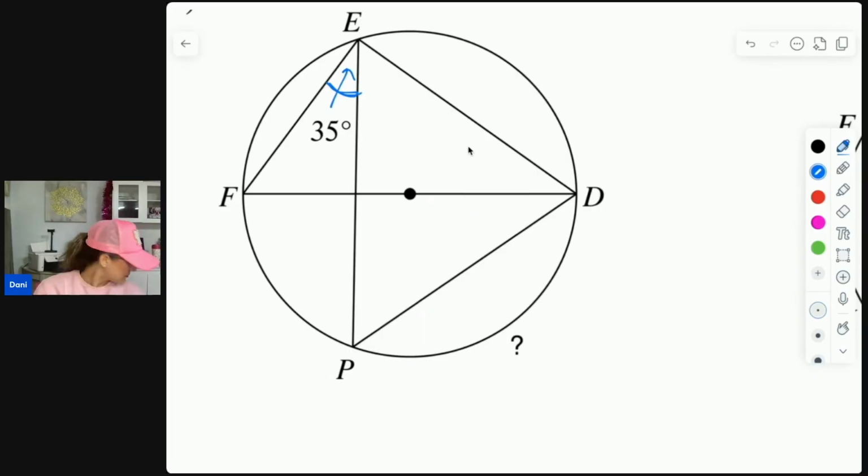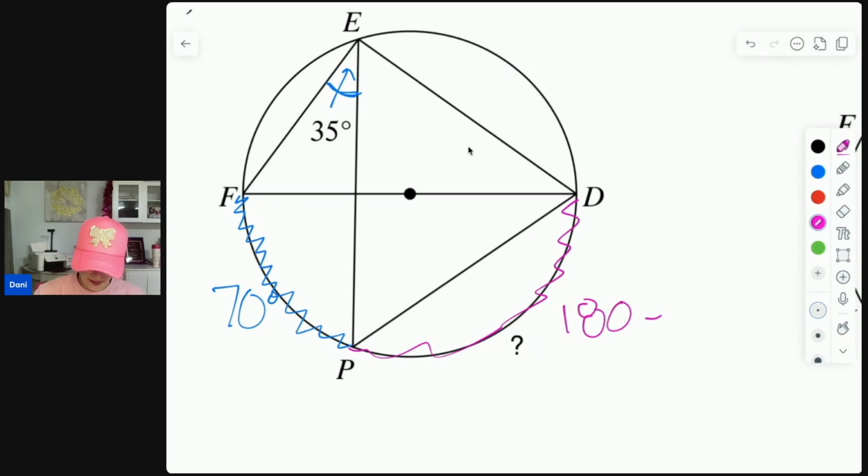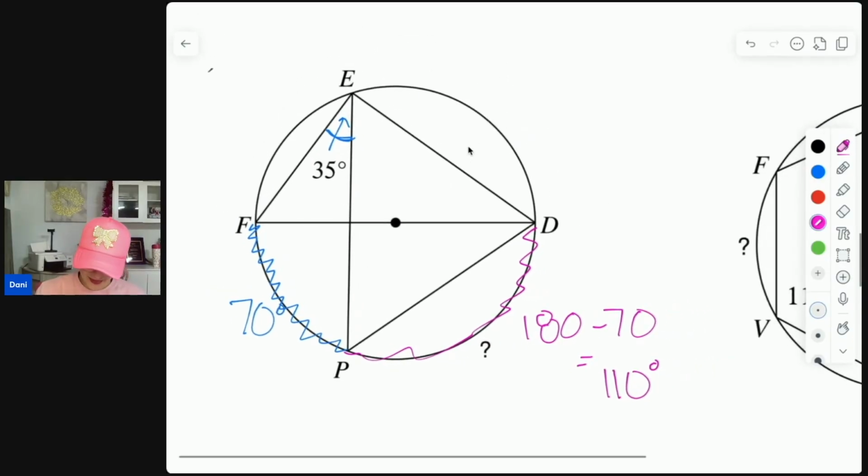Okay. So inscribed angle is equal to half of its intercepted arc right away. I know that sucker is 70 degrees. 35 times 2 is 70. And here we have FD is our diameter. So we've got a semicircle there. So to find arc PD, I'm going to do 180 minus 70. And we will get 110 degrees for our final answer. So not too shabby, not too shabby.